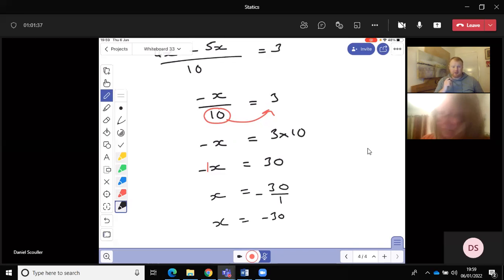Does that make sense? So we want to leave x as a positive in that case. We're dealing with those fractions, using those rules that we looked at in unit 1. Nothing changes there. It's just that wee bit of extra tidying up at the end.